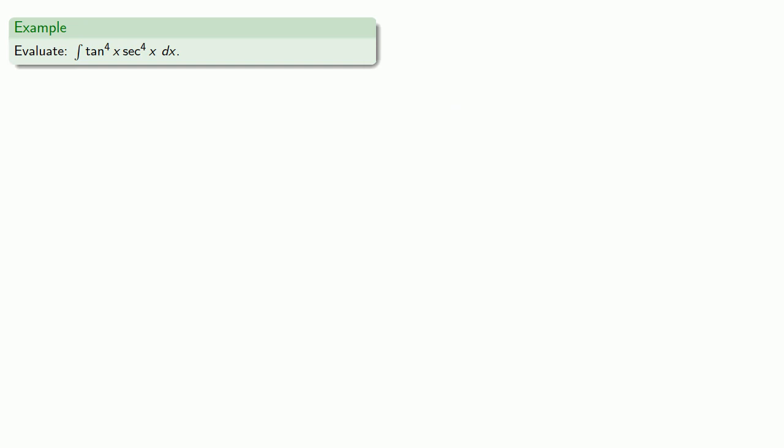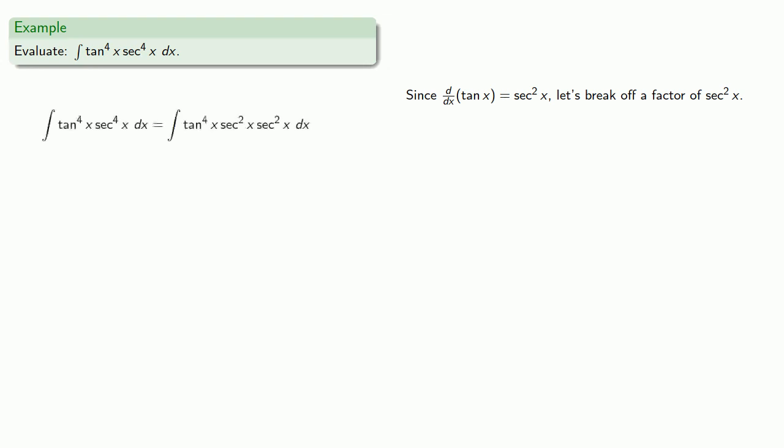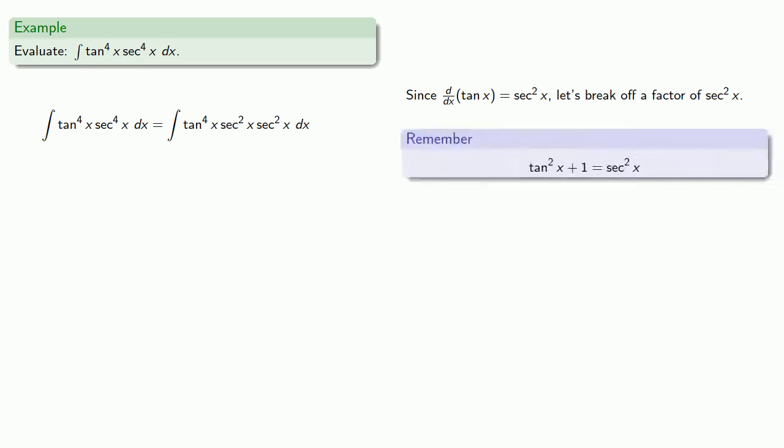So since the derivative of tangent equals secant squared, let's break off a factor of secant squared and see what happens. Now, this will be useful if we can rewrite everything else in terms of tangent, and we have our Pythagorean identity, tangent squared plus 1 equals secant squared. And so this remaining factor of secant squared can be replaced.